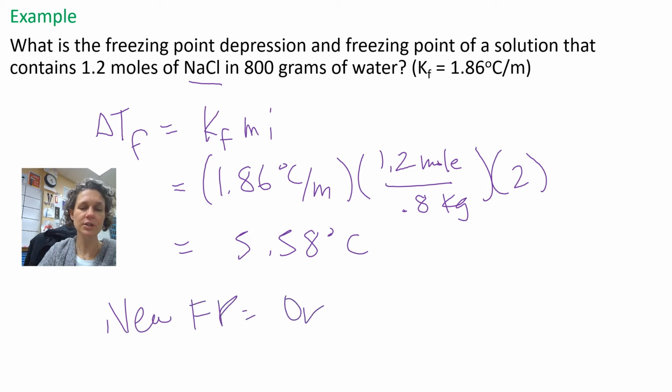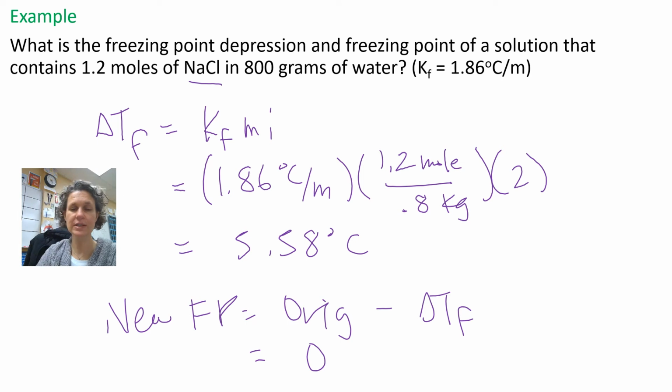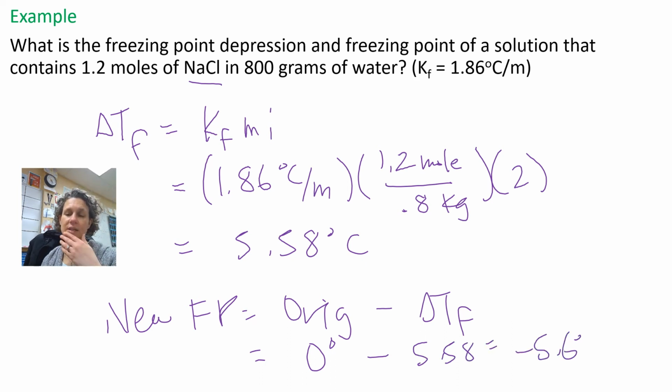And so then to find the new freezing point, it is original minus the delta TF. So pure water freezes at 0 degrees. So 0 minus 5.6 gives you negative 5.6 degrees. So it is going to lower the freezing point.